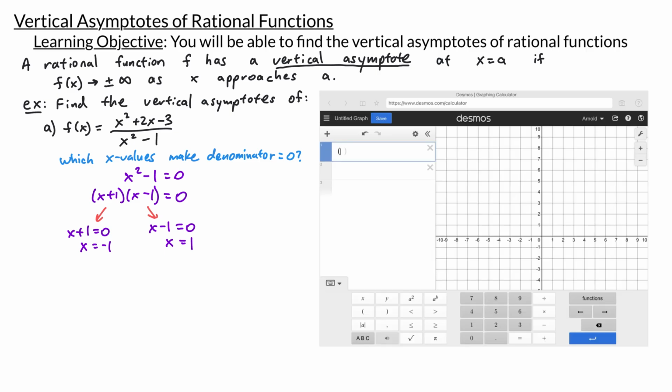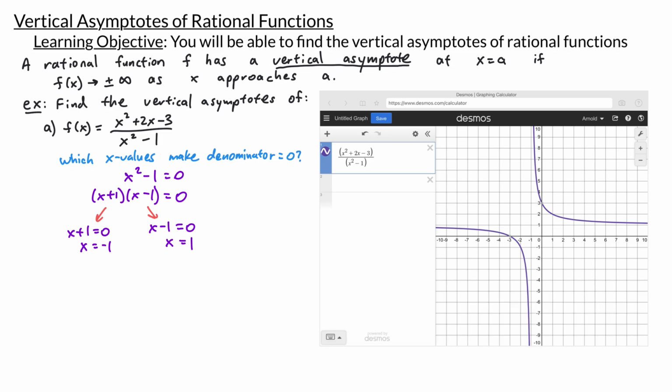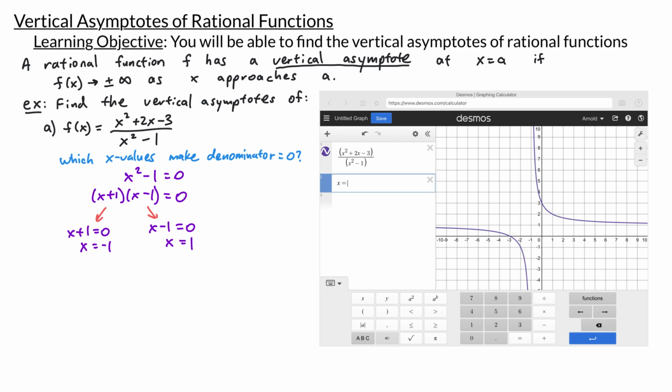We have x squared plus 2x minus 3 divided by x squared minus 1. So this here is the graph of our function. We notice that there is just one spot where the graph goes down to negative infinity and up to positive infinity. So there seems to be just one vertical asymptote, and it occurs when x gets closer and closer to negative 1. So let's enter that line in, x equals negative 1.